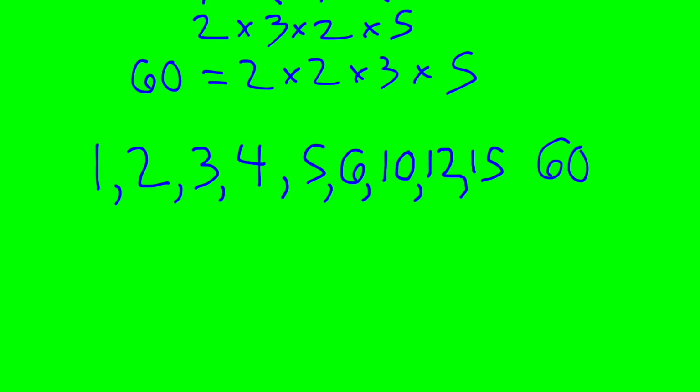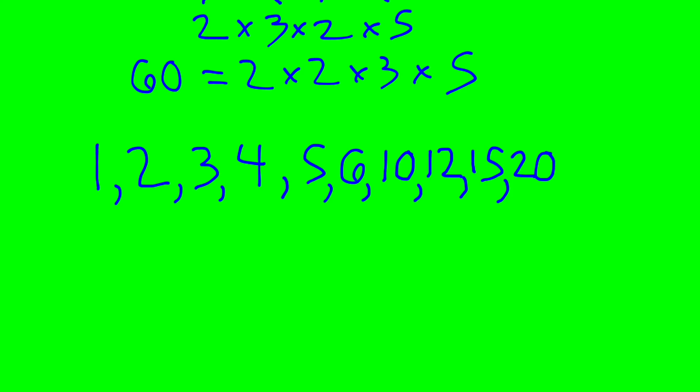I'm going to erase this 60 because I'm going to need a bit more space. There are so many factors here. Now another group of 3 I can see. I had 2 times 2 is 4 times 3 is 12. Well, I can also do 2 times 2 is 4 times 5 is 20. So 20 is a factor.